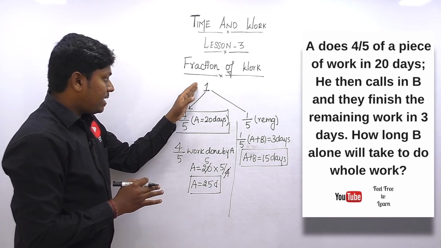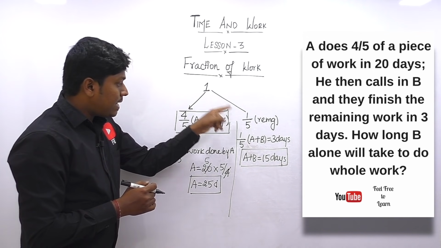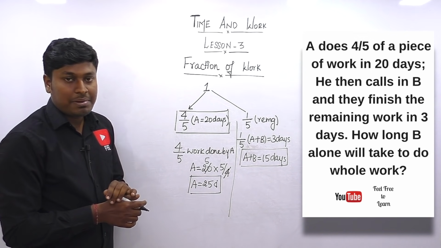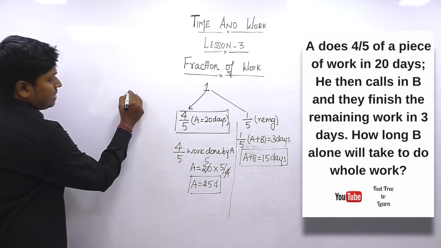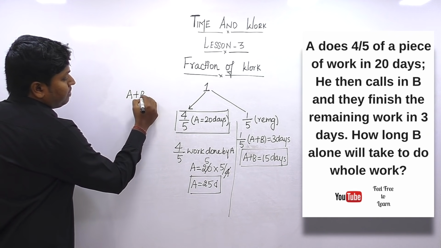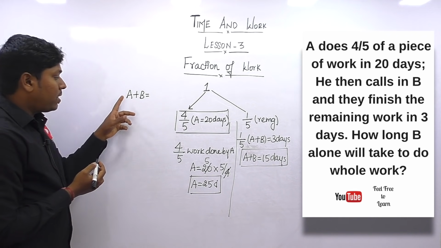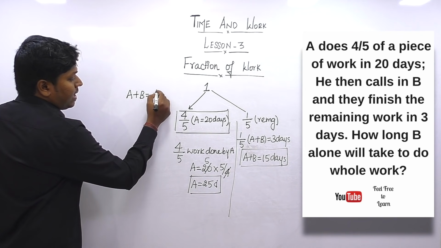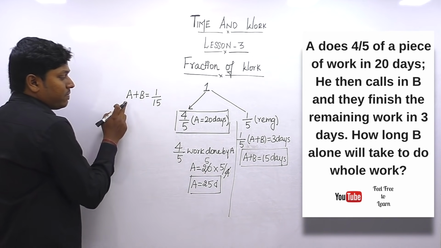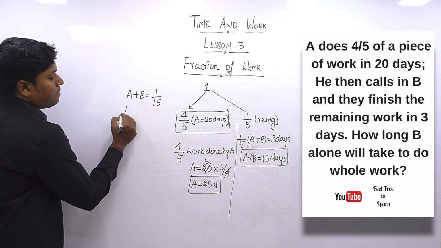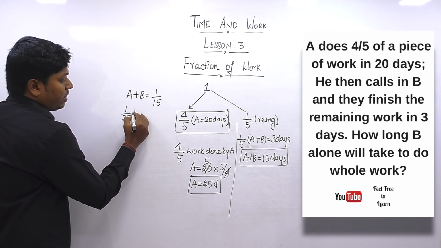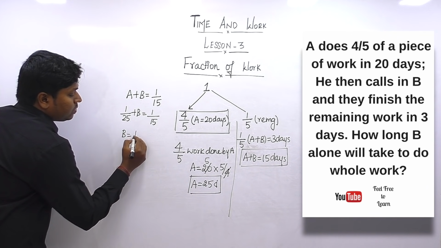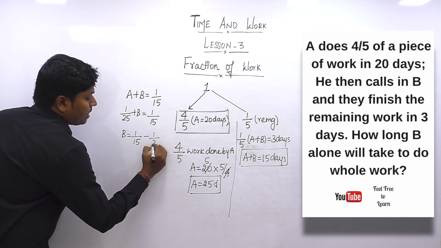Interesting, right? By data 1, we found A. By using data 2, the remaining work, we found that A and B together took 15 days to complete the work. So we can do one thing first. Listen here. Our target is to find how many days B alone takes to complete the work. We know that A and B together can finish the job in 15 days. So A and B's 1 day work will be 1 by 15, and A alone's 1 day work will be 1 by 25. So A plus B is equal to 1 by 15. So B is equal to 1 by 15 minus 1 by 25.